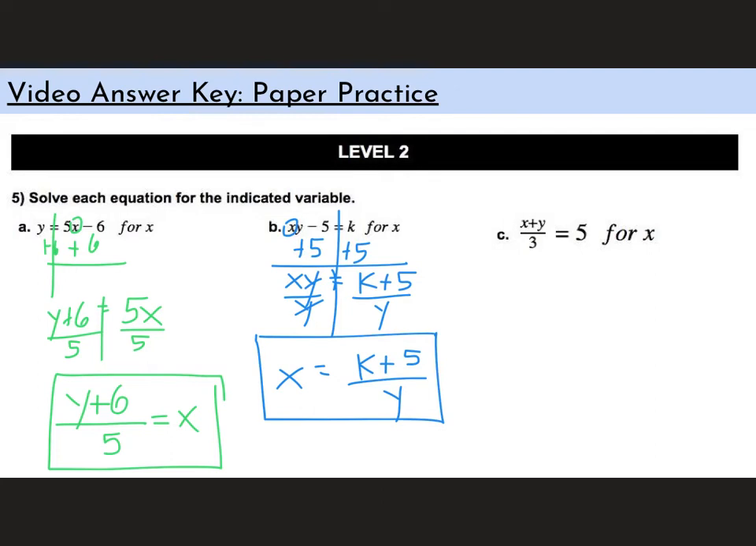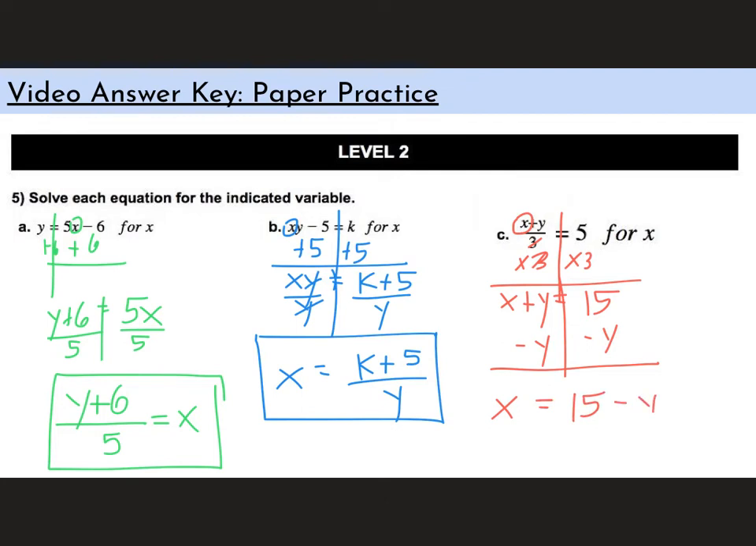Next one, solving for x. So let's get rid of this big divide by 3 first by timesing by 3 on both sides. So then on the left, we'll have x plus y. On the right, we'll have 15. To get x by itself, let's go ahead and subtract y from both sides. So we'll get x equals 15 take away y.